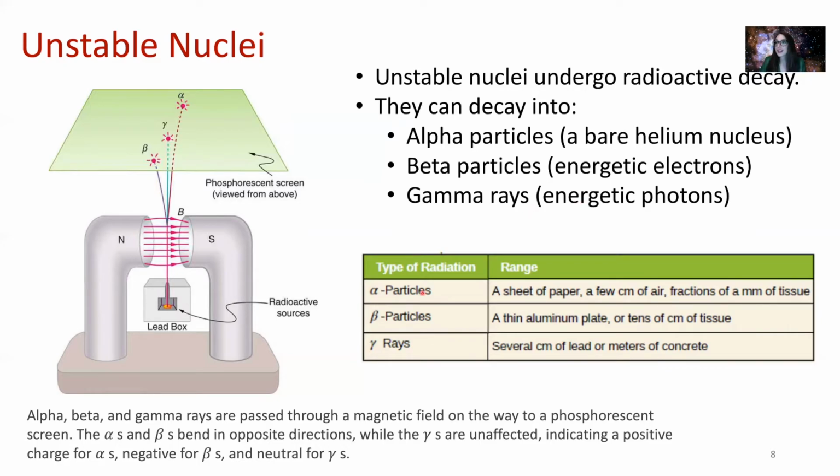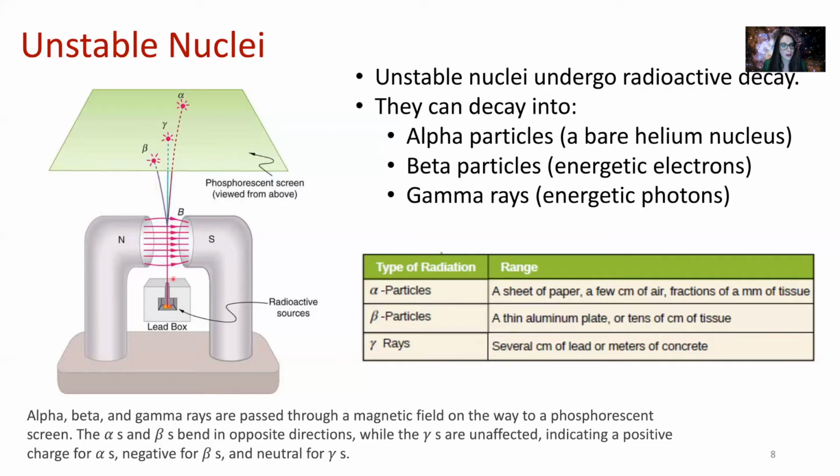There's a distance over which these particles, the result of the decay, can travel. Alpha particles don't travel very far. They can be stopped by a sheet of paper or a few centimeters of air or a fraction of a millimeter of human tissue. Beta particles can be stopped by thin aluminum plates or a few centimeters of biological tissue. And gamma rays can travel the farthest, through several centimeters of lead or meters of concrete before they get stopped in their tracks.